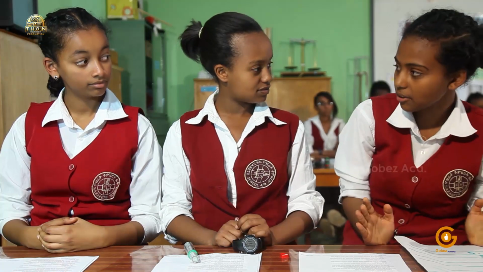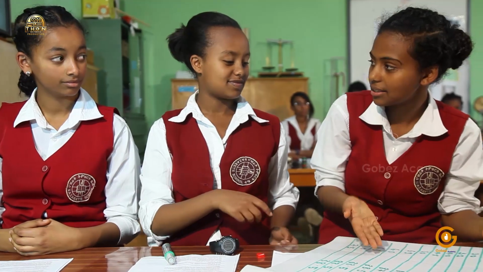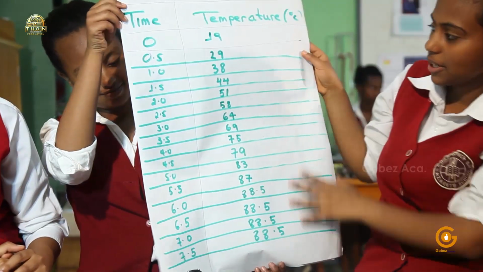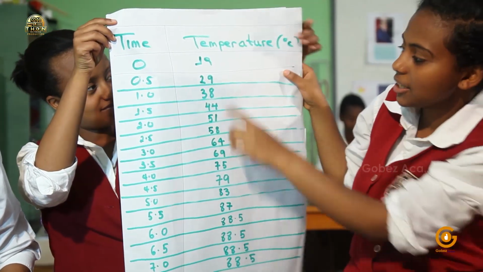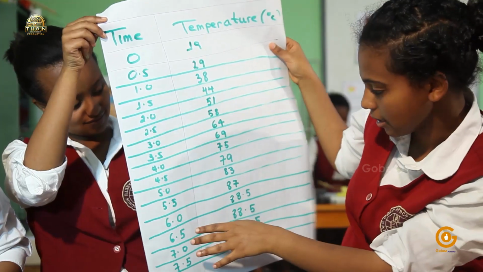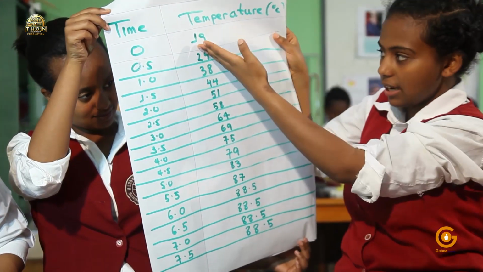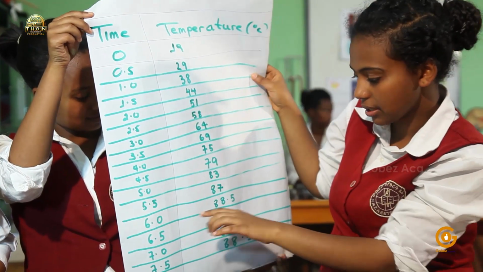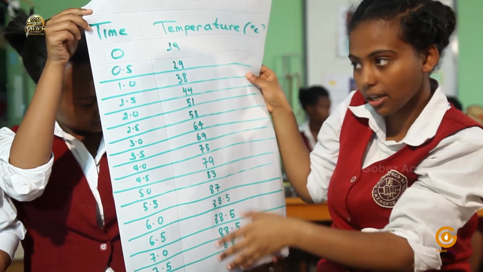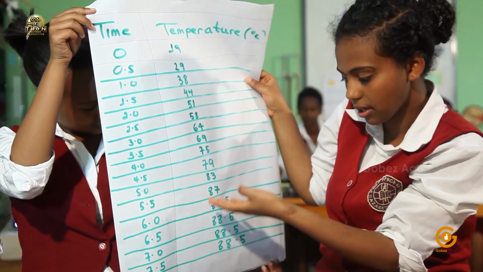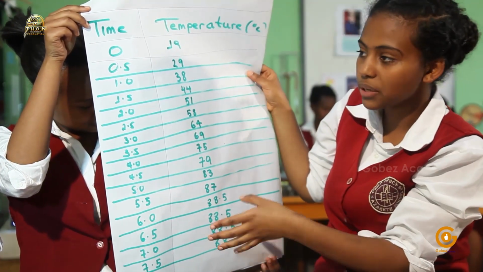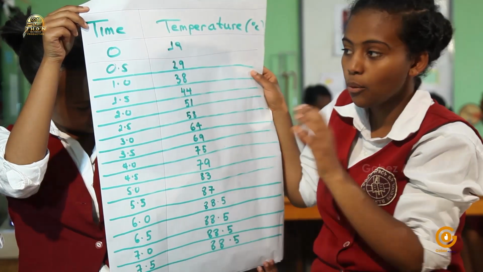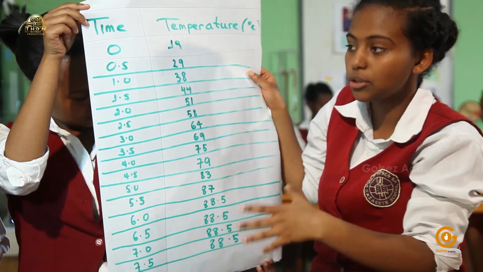So our experiment turned out as expected, so let's analyze the results. As you can see, the temperature was increasing at first for the first 6 minutes. First it was 19 and then 29, and it was constantly increasing. However, when the temperature reached 88.5, it did not increase. It stayed at 88.5 for the next 1.5 minutes. So from this we can understand that when we supply heat, the temperature increases at first, but once it reaches its boiling point, the temperature will not increase.